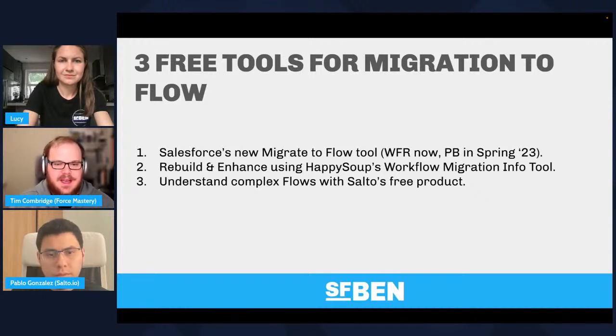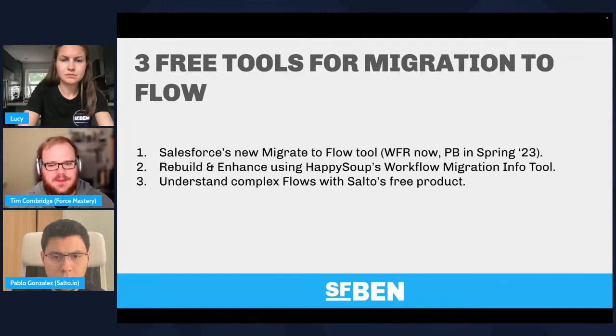Then we talk about using the rebuild and enhance approach. So rather than just a click to create one flow per workflow rule, you assess your flows using the rebuild and enhance model and build them again to be the best possible version of those automations for what your business needs today. And that's using Happy Soup's workflow migration info tool. And option 3 there, you can also understand your complex flows with Salto's free product.